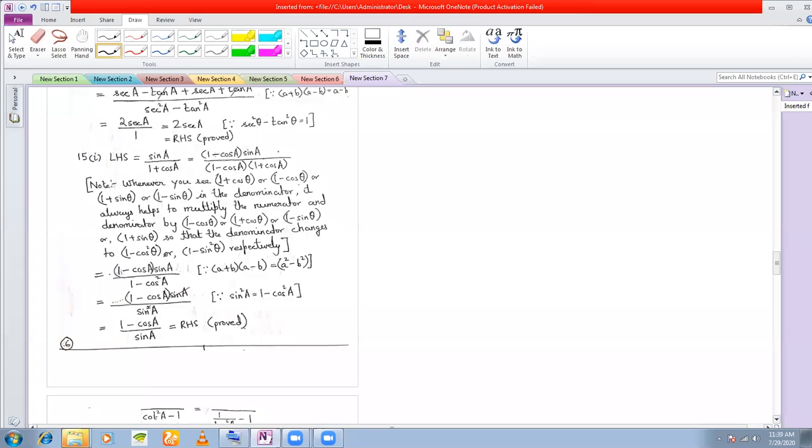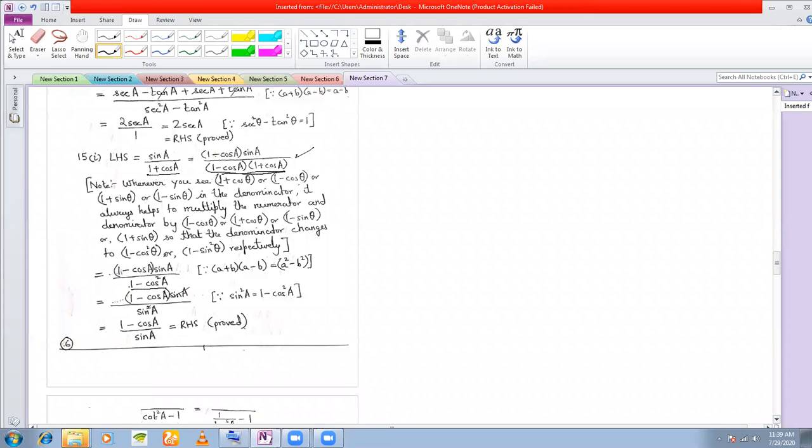As I said, if I see a 1 plus cos A in the denominator, I am tempted to multiply the numerator and denominator by 1 minus cos A. And that is what I have done. Because I have multiplied the numerator and denominator by 1 minus cos A, I get the form A plus B into A minus B here, which I have written as A square minus B square.